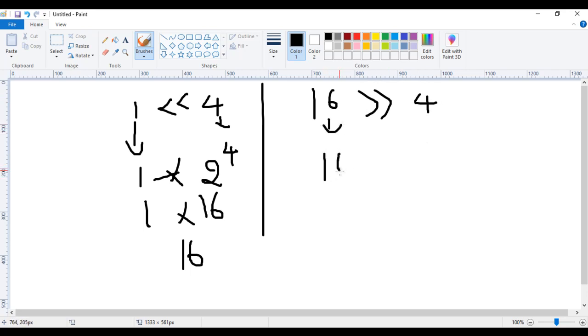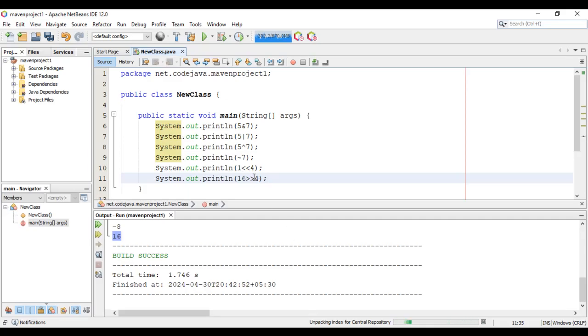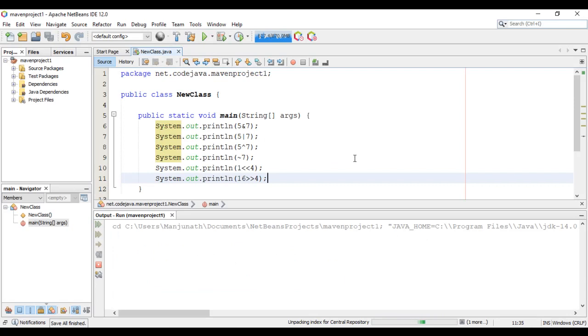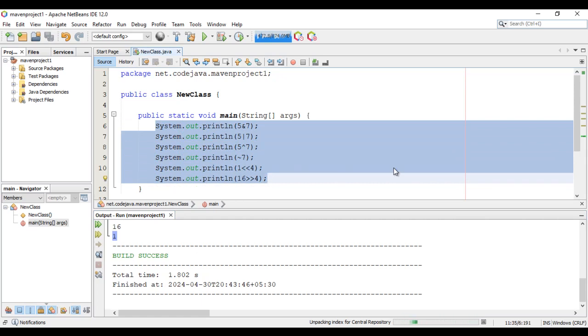Take the first number. Instead of multiplied by, we say divide by 2 to the power of the second number. 16 divided by 2 raised to the power of 4, which is 16. 16 divided by 16 is 1, guys. Let's see whether we get the output 1. I run this code. You can see that we got the result 1. So that is how bitwise operators work in Java, guys.